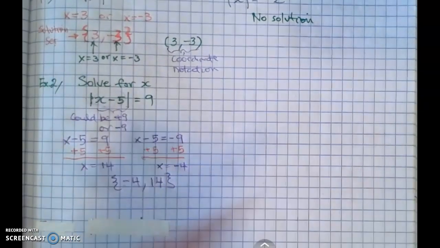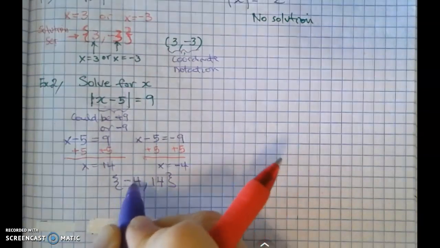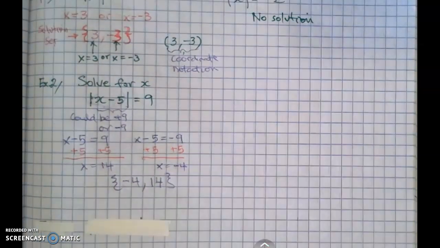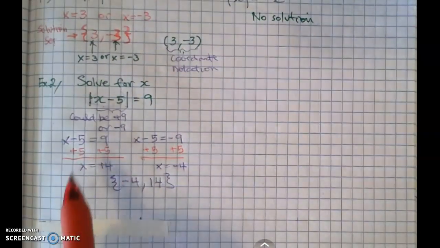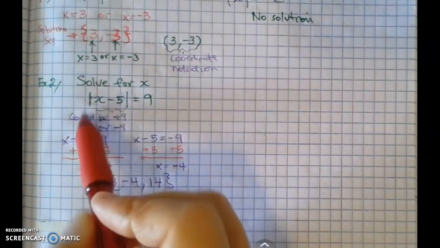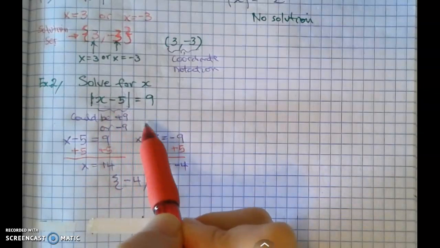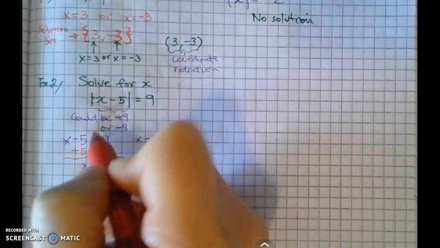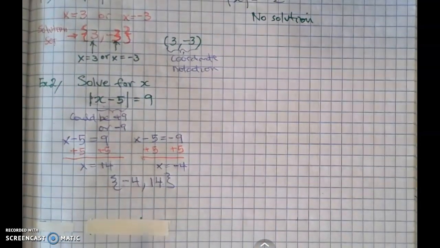Does it really matter which order I put them in? No, generally not. But I prefer to put the negative number first, just so that I know, but it does not really matter that much. I'm not going to mark you wrong if you do not. So from one absolute value equation, we made two different equations, and then solved for each of those equations.